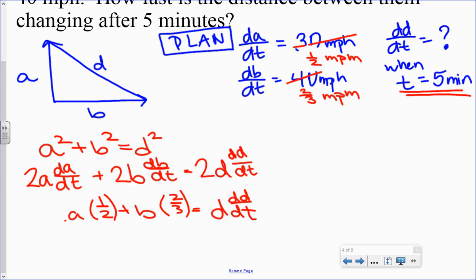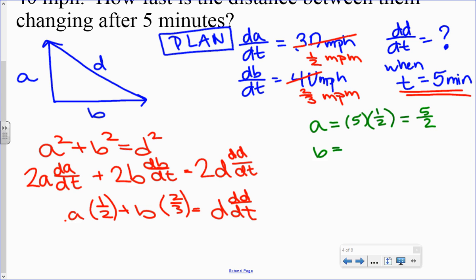Well, there's nowhere to plug in time, right? But we have some rates. And how do we find distances? Distance equals rate times time. So if we want to know how far we are in car A, we're going to take our time, 5 minutes, times our rate, which is 1/2 mile per minute. So what is that? Okay.